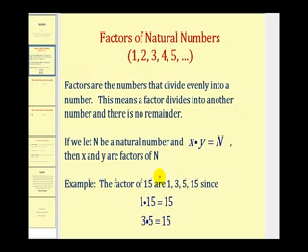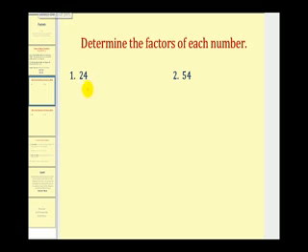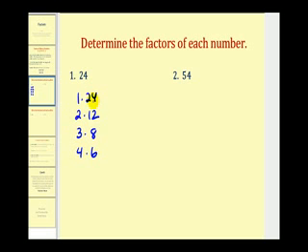So to find the factors of a number, it's often easiest to make a list of the two numbers that multiply to give us the given number. So to find the factors of 24, we'll list each pair of numbers that when multiplied give us 24. So for example, 1 times 24 is equal to 24, so these are both factors of 24. 2 times 12 is equal to 24. 3 times 8 is equal to 24, and so is 4 times 6. All of these would be the factors of 24.